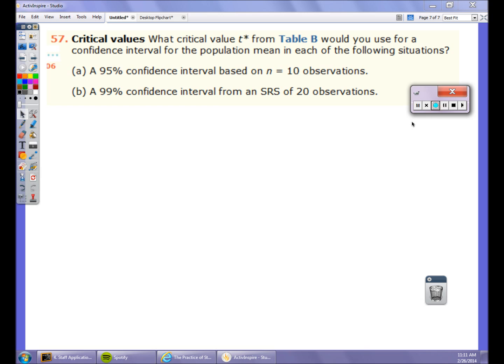This next question is going to be a little bit of practice on just utilizing the t-star chart or the t distributions. So for these two options, A and B, go ahead and pause. Tell me what these t-star values would be under these settings.